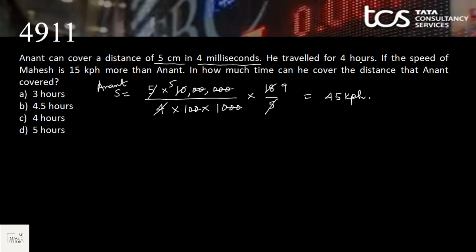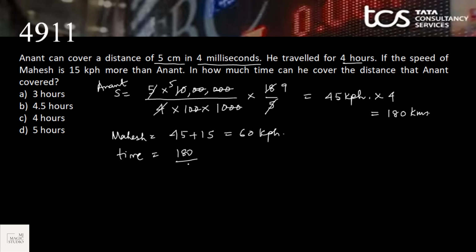He travelled for 4 hours. If the speed of Mahesh is 15 km per hour more than Anant, that means speed of Mahesh is 45 plus 15, that is 60 km per hour. In how much time can he cover the distance that Anant covered? Anant had travelled for 4 hours. The distance travelled by Anant is 45 into 4, that is 180 kilometers. So the time taken by Mahesh to cover 180 kilometers at a speed of 60 km per hour would be 3 hours. And that we have in option A.